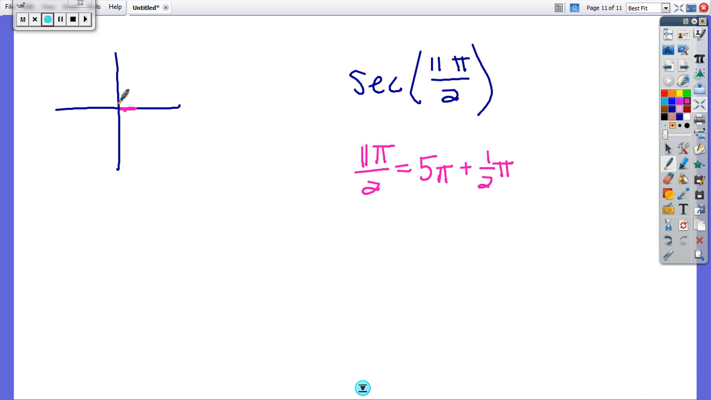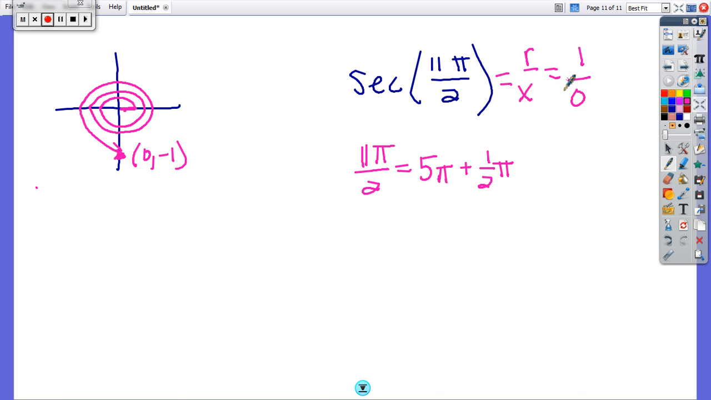So I'm going to go 1 pi, 2 pi, 3 pi, 4 pi, 5 pi, half of a pi. So I'm going to end up here, and this point is 0, negative 1. And if you look back in your notes for secant, you would see that it's radius over x. My radius is always 1, and my x value this time is 0. Since we're not allowed to ever divide by 0, we say that this is undefined.